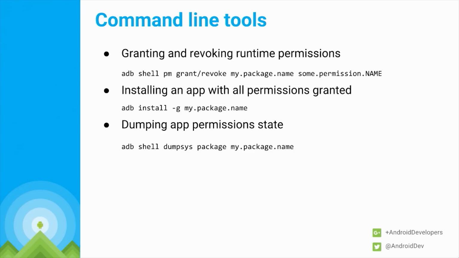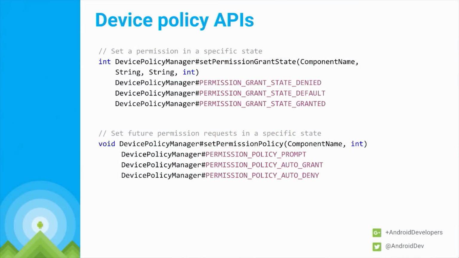and all permissions are granted. Sometimes it's useful to dump the permission state for your application. adb shell dumpsys package and then a package name dumps the state of your package in the package manager, and it also lists all the permissions. We also have some device policy APIs. This is for people who write device policy, which is fairly rare, but there is a way for you to specify, hey, this permission for this app is always granted or it's always denied. Or you can say, hey, for every subsequent request, I want permissions to be automatically denied or automatically approved.